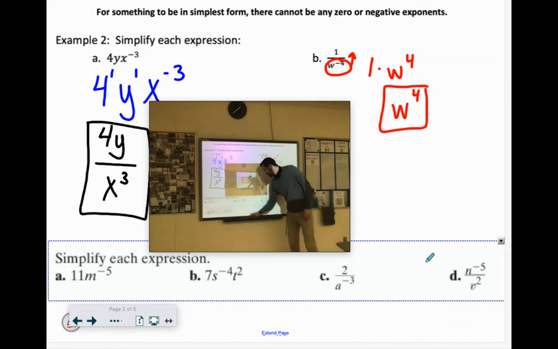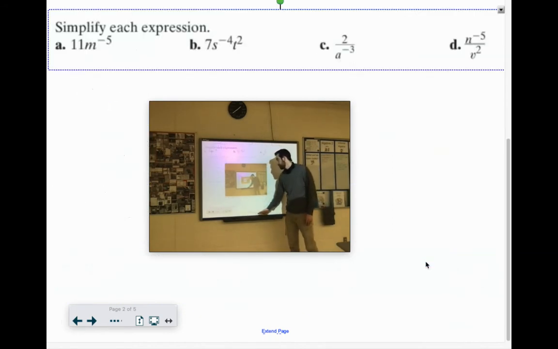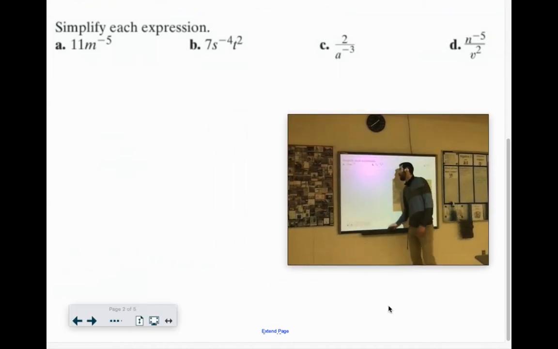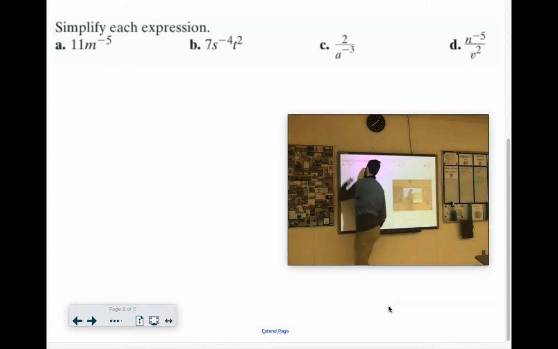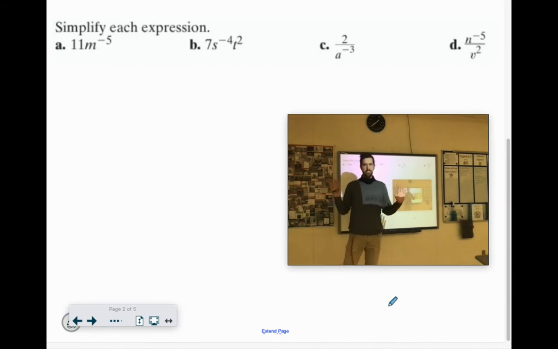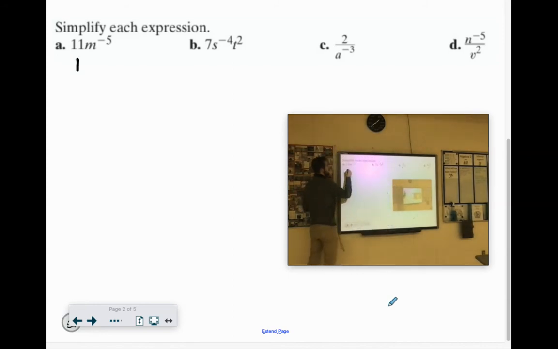All right, let's try out some more of those. 11m to the negative fifth. 11 is its own thing. It's an independent 11. It's 11 to the first, so it stays. The m needs to move. So you move it to the denominator, make it to the positive fifth power.